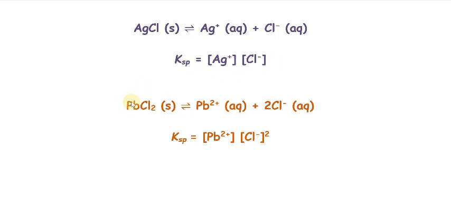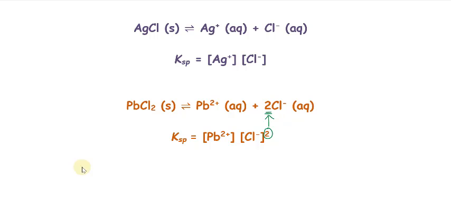For a substance in which the ions are not in a 1-to-1 ratio, the stoichiometric coefficients of the reaction become the exponents of the ions in the solubility product expression. For example, PbCl2 solid in equilibrium with Pb2+ ion plus 2 moles of Cl- ion. So the Ksp expression is equal to the concentration of Pb2+ times the concentration of Cl- to the power of 2. So this is the coefficient of the Cl-.